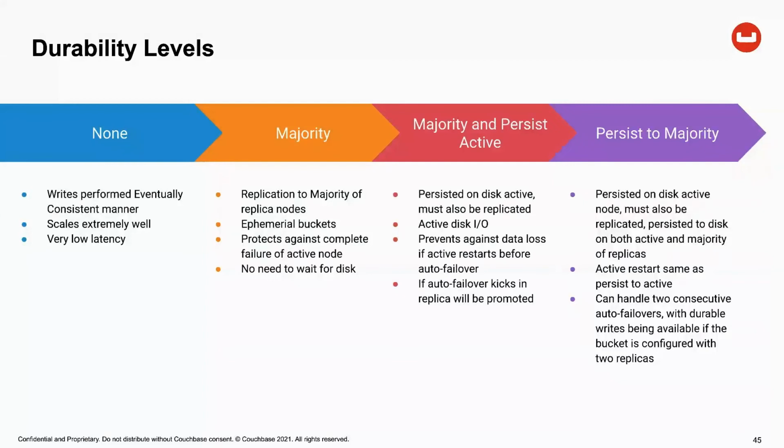Finally, majority and persist to active. This builds on majority, adding the requirement that we must also persist the document to disk on the active node. This helps to prevent against data loss in the situation that the active crashes before persisting a document and then comes back online within the auto-failover timeout.